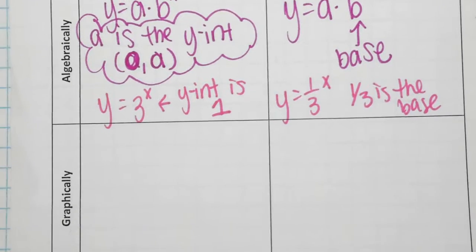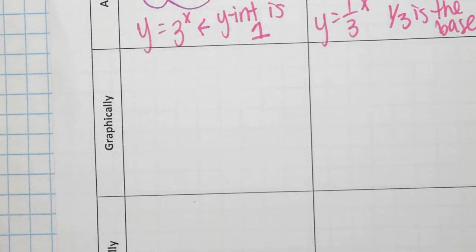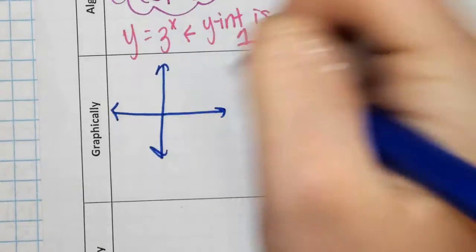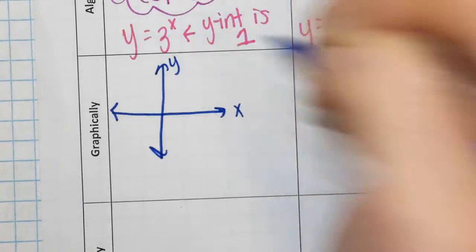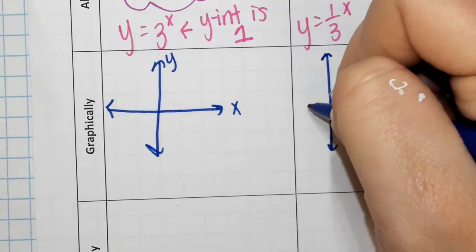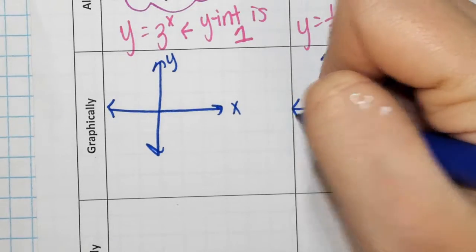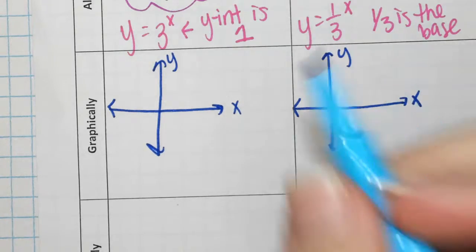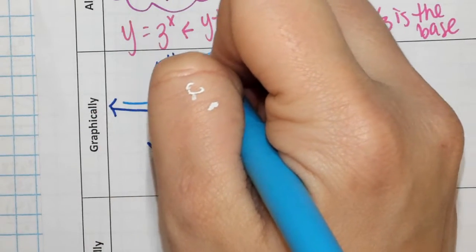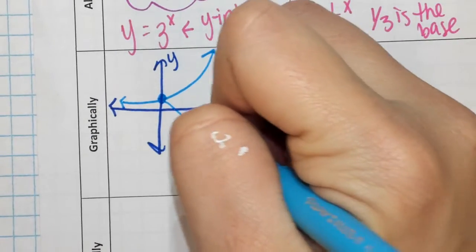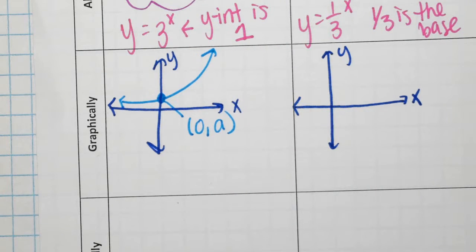Are you ready for some craziness? Hope so. All right, graph. This is what it looks like on a graph. This is x. This is y. That's your y-intercept, because that's where it crosses the y-axis.